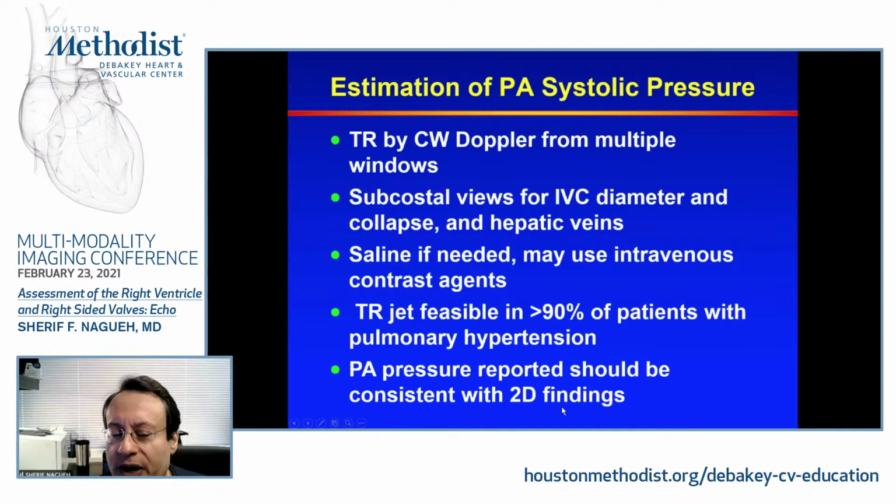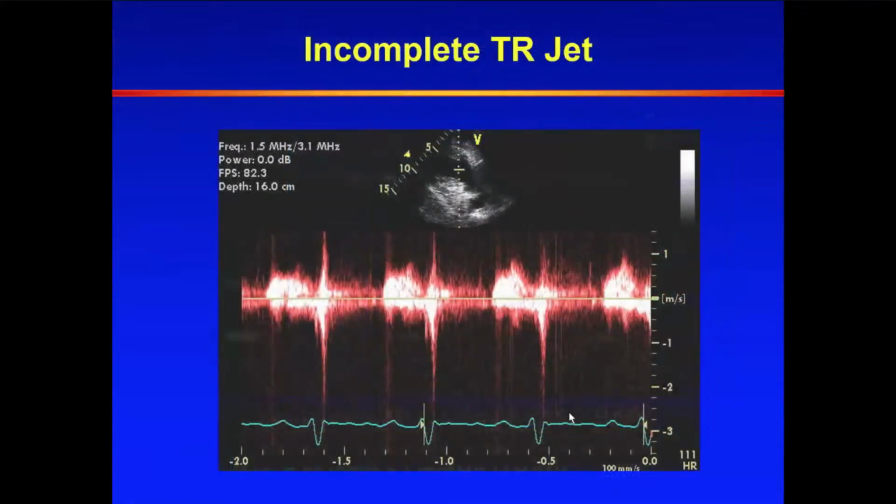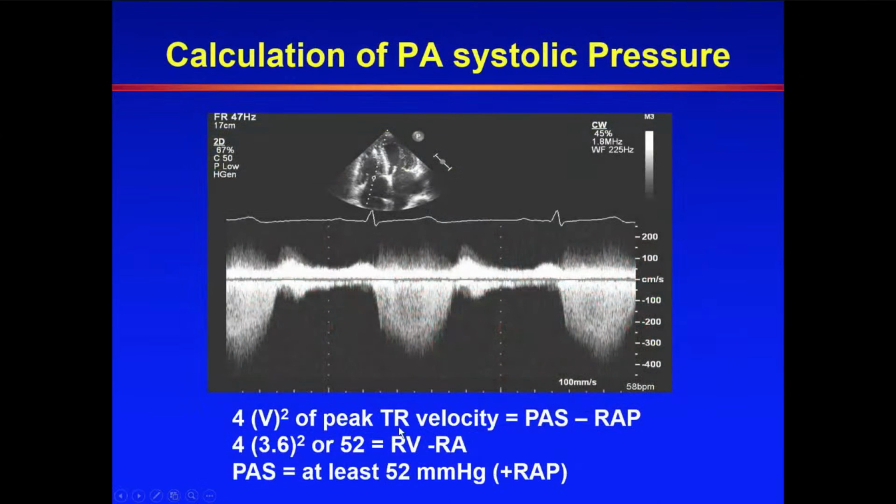I also want to draw your attention that there should be consistency between 2D findings and PA pressure estimates. For example, a flat septum in systole and diastole indicates the presence of pulmonary hypertension. And if you are reporting a PA systolic of 30, something is wrong, either in your assessment by 2D or in your estimation of PA systolic pressure. Example of an incomplete TR jet is shown here. This is a TR jet, and application of the modified Bernoulli equation, as was covered in the first half of this year, shows you a PA systolic of at least 52 based on a peak TR velocity of 3.6 meters per second.